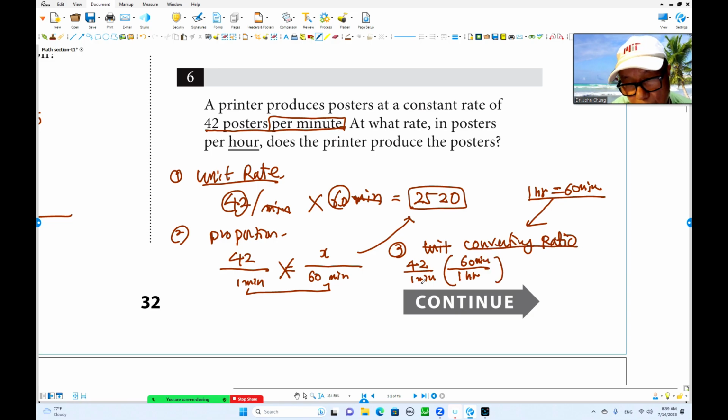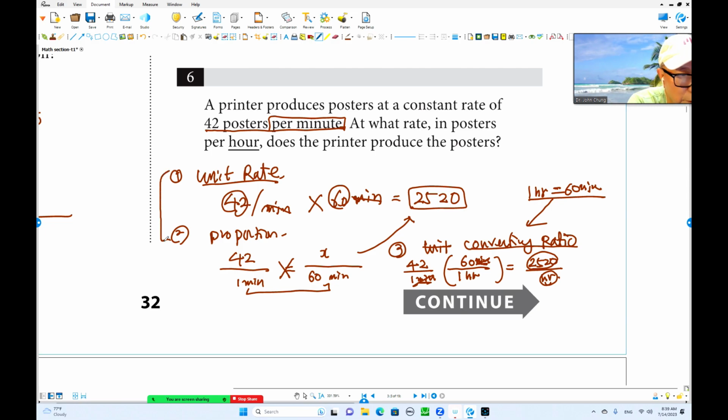But you have to be careful when you put minute over here: the same unit goes in the opposite side, the numerator, okay? That's right, that's why they cancel out. This is canceled out. 42 times 60, that is the number of pastels, okay? But we got only 1 hour over here, okay? So every hour, we will produce 2,520 pastels.